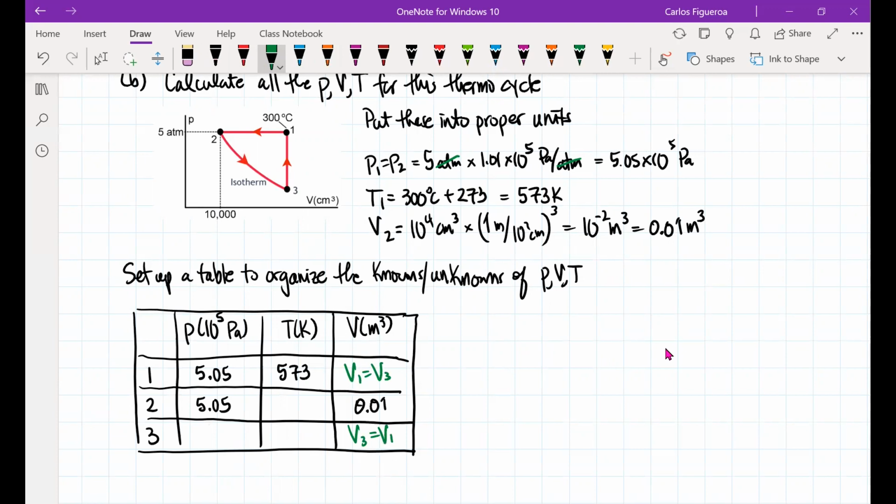Now when I look at the temperature, note that isotherm means that you have a constant temperature. So that means that the temperature at 2 must be the temperature of 3. If I calculate either of these temperatures, then we are there. And then finally, we do not know the pressure at 3. So what you're seeing here is that there are 3 unknown quantities that have to be calculated.